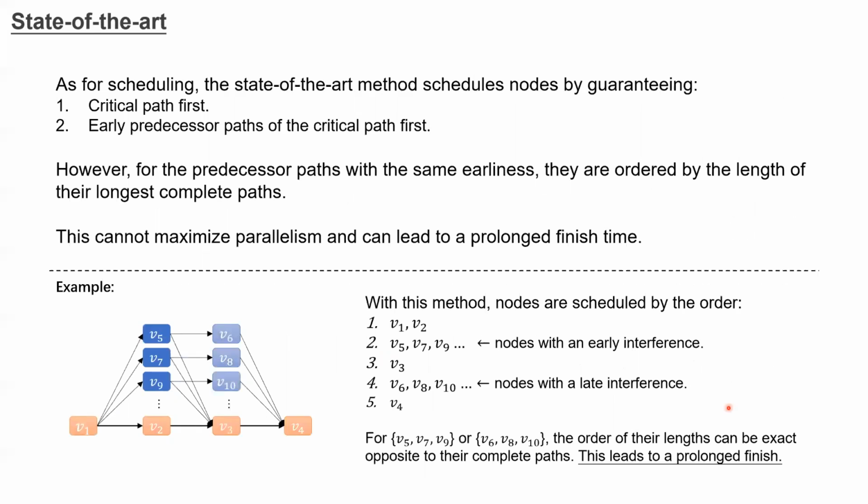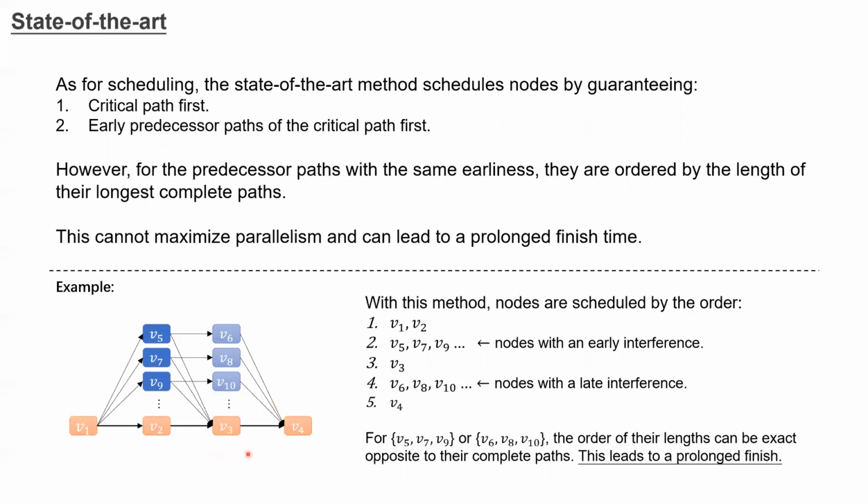As for the scheduling methods, the state-of-the-art method schedules nodes by guaranteeing the critical path first and the early procedure path of the critical path first. The early procedure path here means the non-critical nodes that are linked to an early critical node. However, for the procedure paths with the same earlierness, they are ordered by the length of their complete paths.